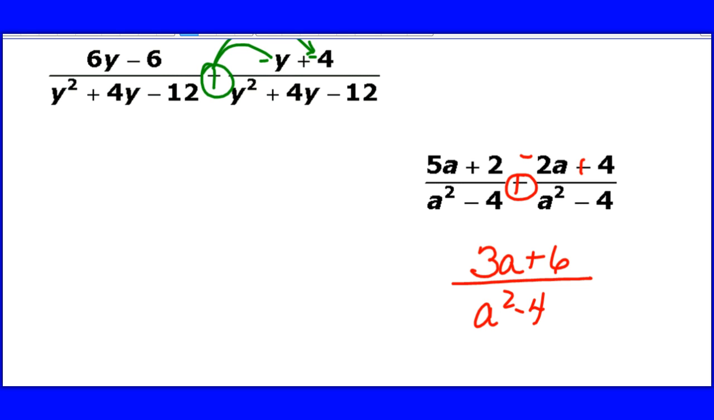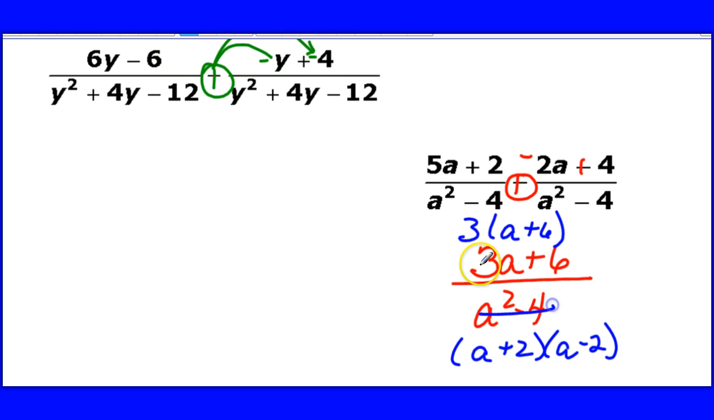Let's factor to see if we can cancel anything out. Take out a GCF on the top, which leaves you with an a plus 6. This is the difference of squares, which is a plus 2 times a minus 2. All right. And what, oh, I made a mistake. Silly me. Let me go back and fix that. That is an a plus 2. And now when we go to cancel things out, the a plus 2 cancels with the a plus 2, and we are left with 3 over a minus 2.